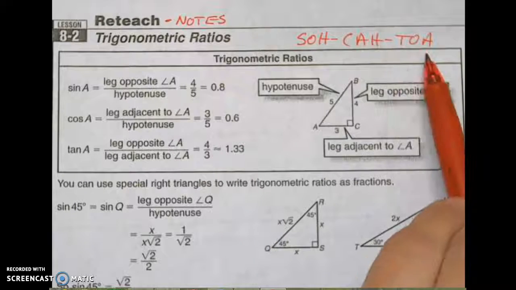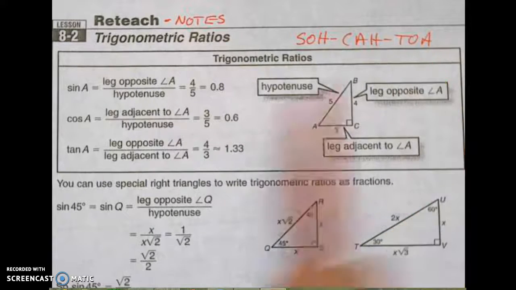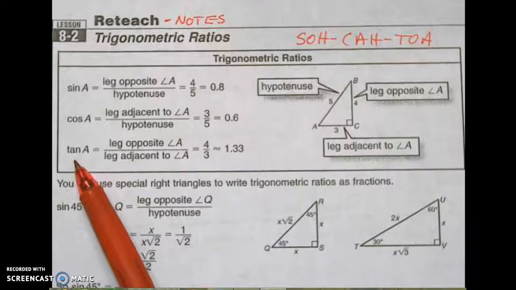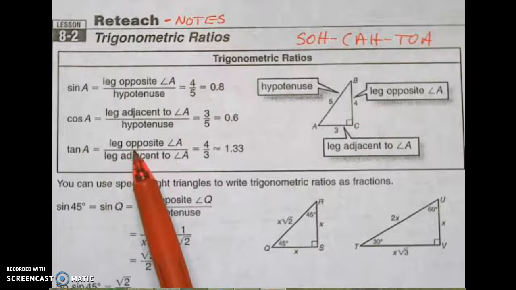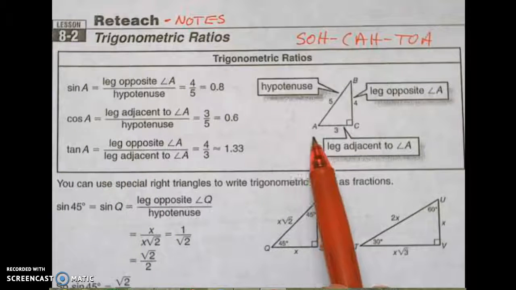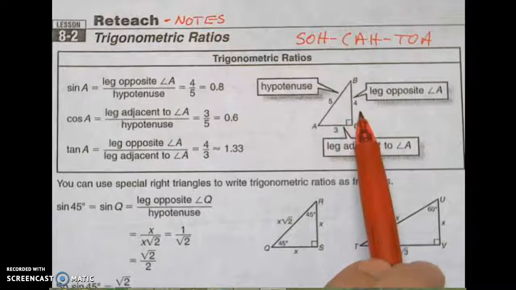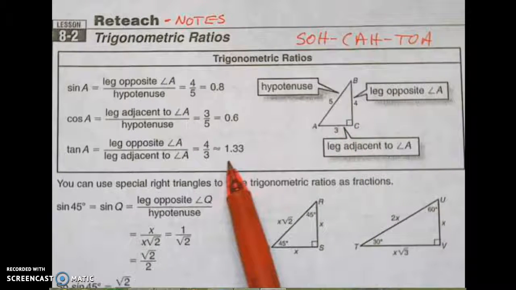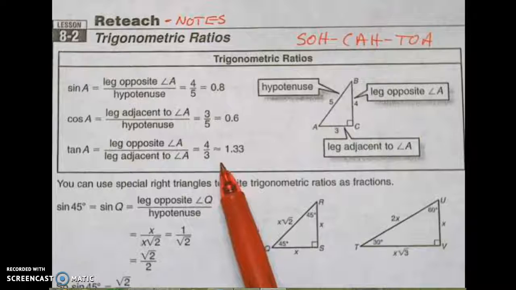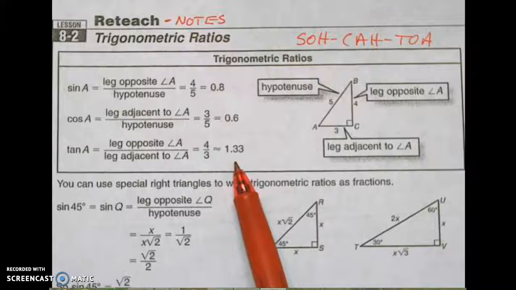And if I'm looking at my SOHCAHTOA, that TOA part of it reminds me that the tangent of my angle is equal to the opposite over the adjacent. So the tangent of angle A is the opposite 4 over the adjacent 3. Gives me that fraction 4/3, which is about 1.33.